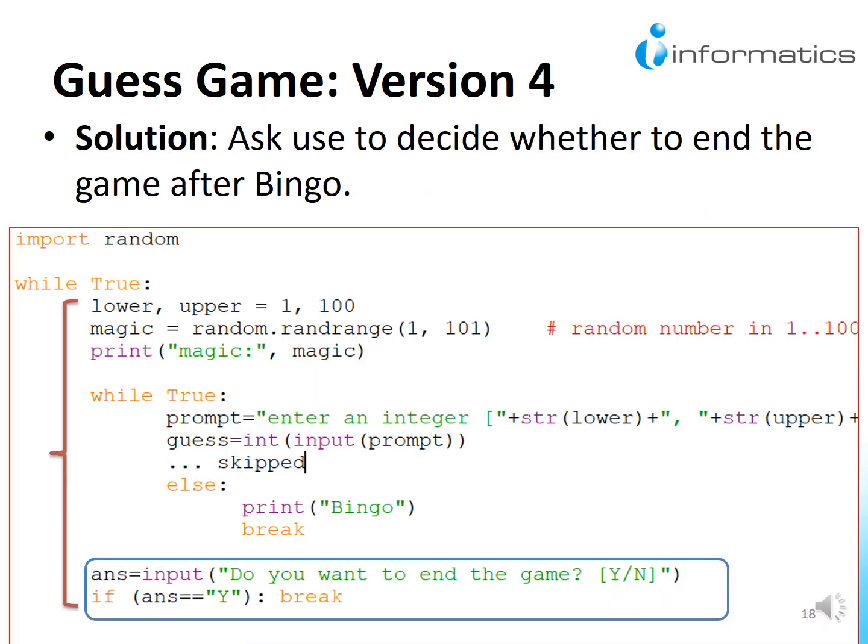The solution is to ask the user to decide whether to end the game after bingo. So after bingo, we get out of the while loop. We ask the user, do you want to end the game? And tell the user the expected answer is Y or N. And if the user input is Y, then we break. This break will break the outer loop and end the program. Otherwise, it will loop again.